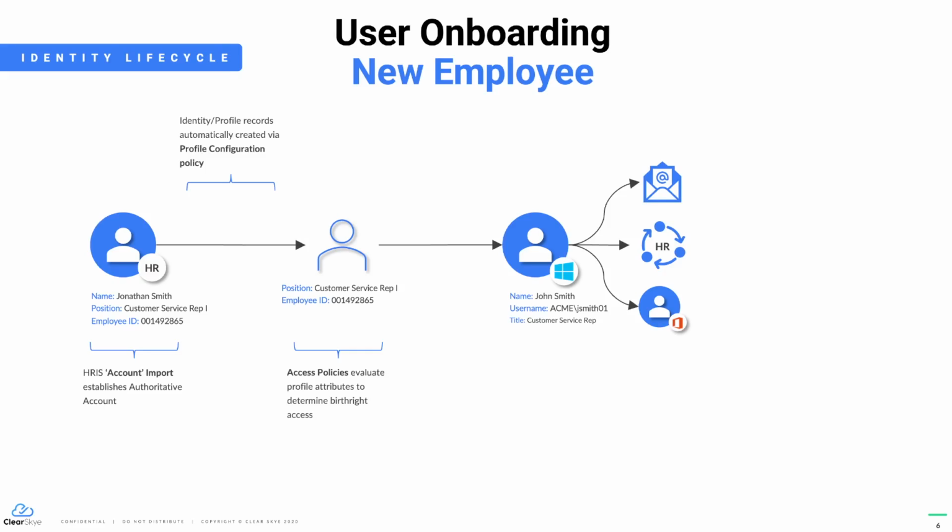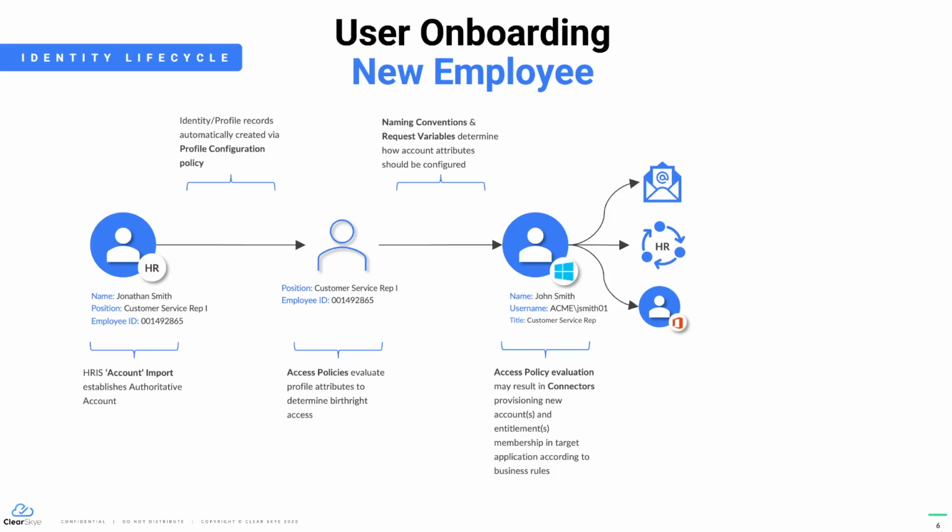Once an identity onboarding task is created from the flow, the next step is the evaluation of the access policies. This is another type of policy within Clear Skye that determines birthright access for the new joiner, which accounts and which entitlement memberships they need to perform their job. Naming conventions and request variables within Clear Skye determine how the target system account attributes are created and how they should be configured, and the evaluation of these access policies may result in connectors provisioning new accounts or new entitlement memberships in target systems.